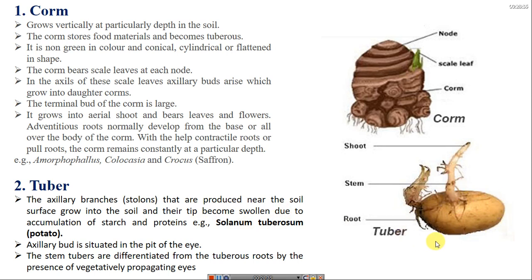Now these underground stems have nodes as eyes. The eyes on the tuber are actually the nodes. Okay, so in the eyes there are axillary buds in the pit where the stem can grow, and then adventitious roots can arise from these tubers. The stem tubers are differentiated from the tuber roots by the presence of vegetatively propagating eyes. So these eyes are the source of vegetative propagation also. Whenever you grow a potato, you just take the eye portion in a chunk of potato tuber that can grow into stem and root.